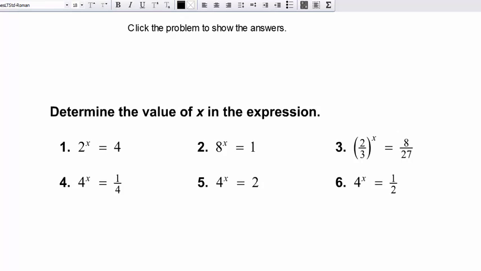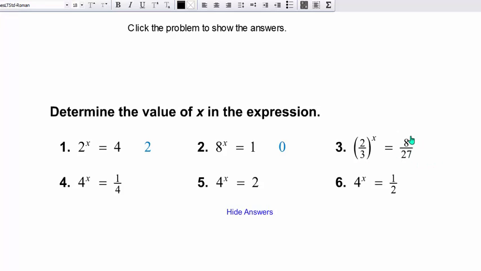So 2 to what power gives me 4? 2 squared gives me 4, so I'm going to say the value of x is 2. 8 to what power would give me 1? Well, 8 to the 0 power, because anything to the 0 power would give me 1.